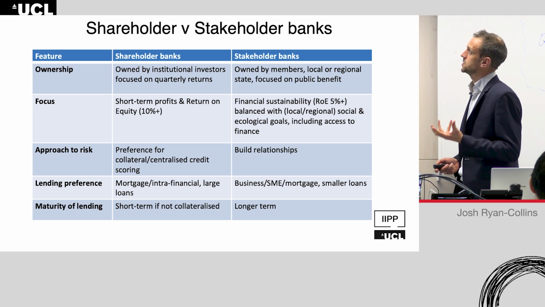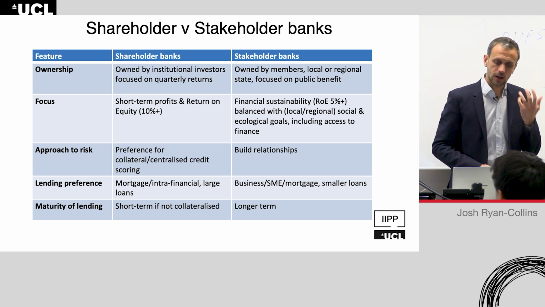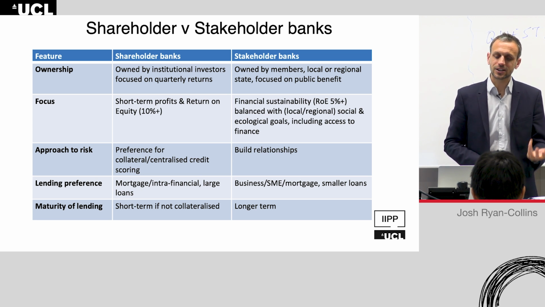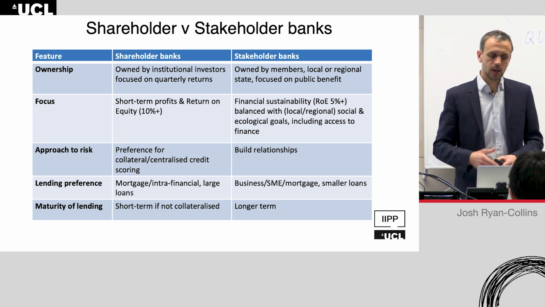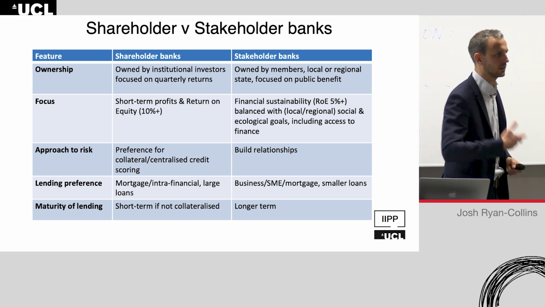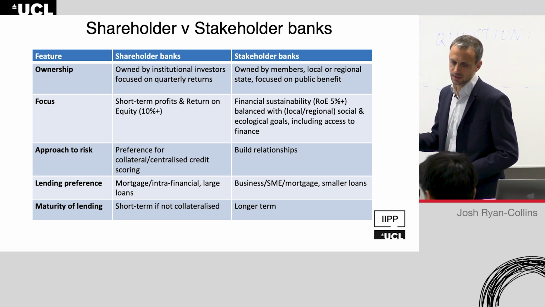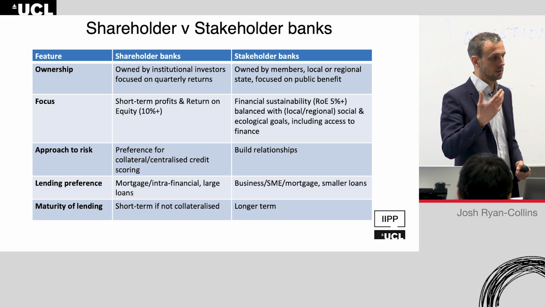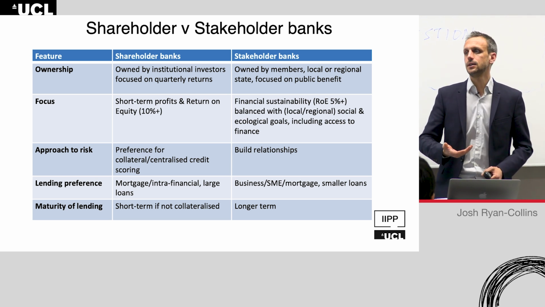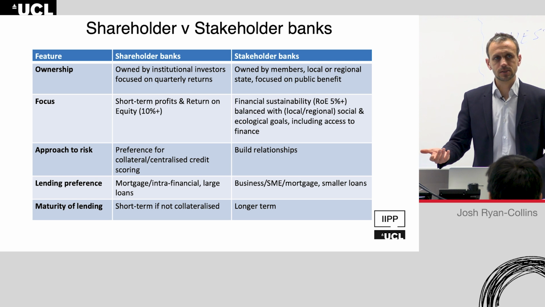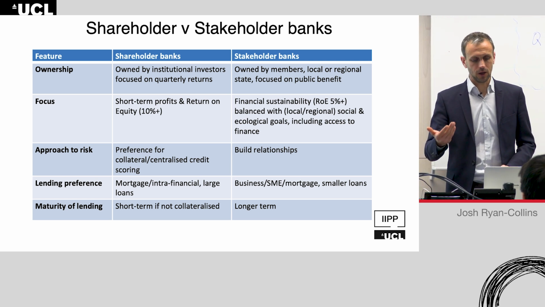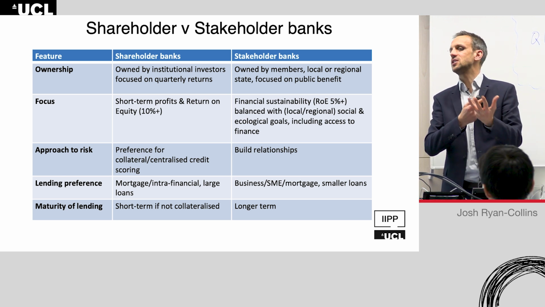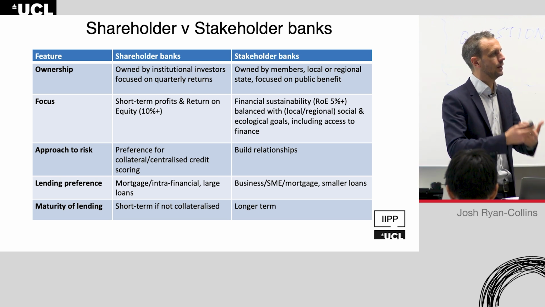Maybe what we need is greater diversity. Maybe we need stakeholder banks that are actually owned by their members, local or regional economic actors, that are less focused on short-term returns, that de-risk their loans, not by demanding collateral, usually in the form of real estate, but by building relationships with those firms over time, understanding the local or regional economies that they're in, giving them some slack in the bad times because they've built up that relationship of trust.